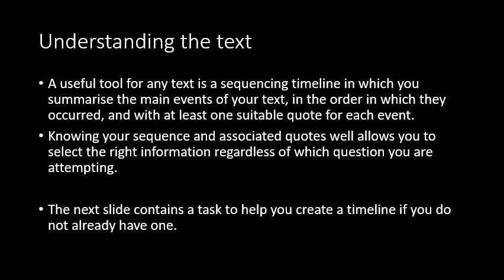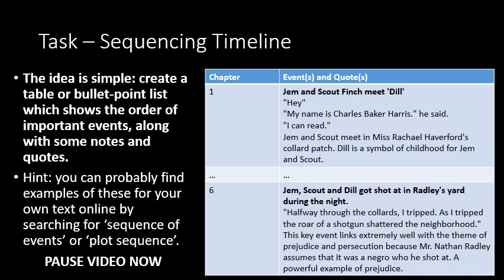The task will appear on the next slide, but really it's about understanding what happens, the order they happen in, and gathering your evidence well in advance of entering that exam room. The task is quite straightforward. It's to create a table or list of bullet points with sub-bullet points to show the order of events, along with some notes and quotes in response to those. You can see on the right hand side here just a couple of quick examples to get you started.